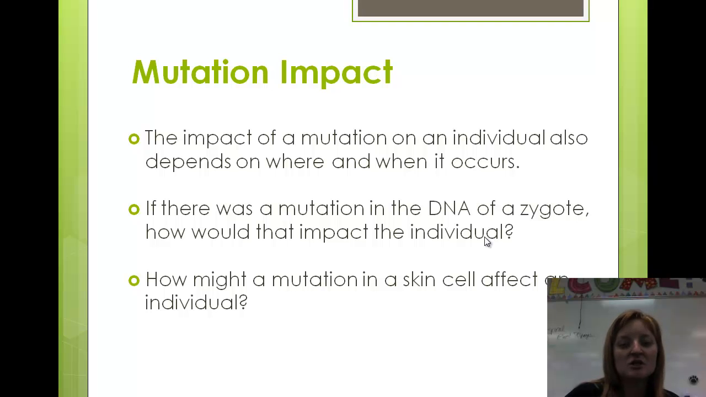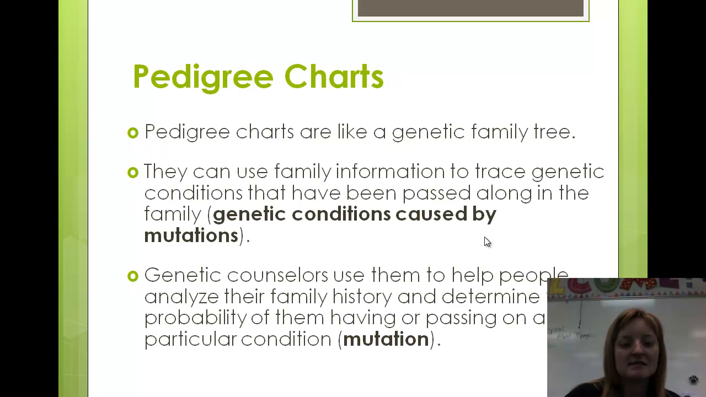If there's a mutation in your skin cell, that can affect what proteins are made for the skin cell. It could unregulate the cell cycle and maybe cause cancer. But if your skin cells are not making the appropriate proteins, then they're not going to be able to repair and heal themselves as much.